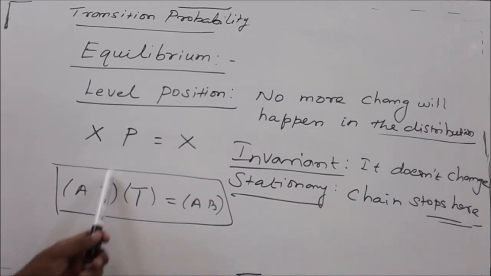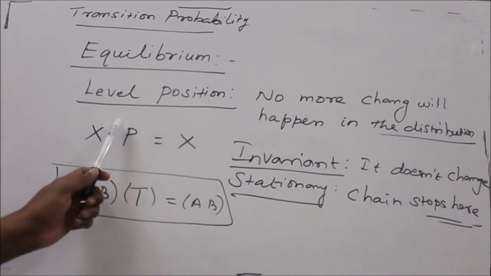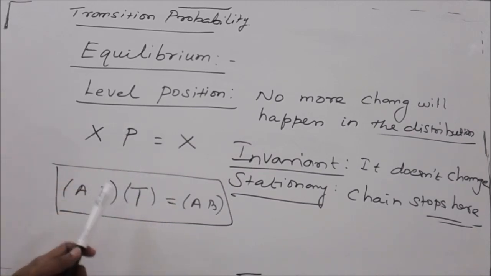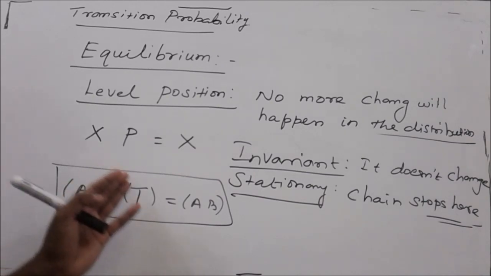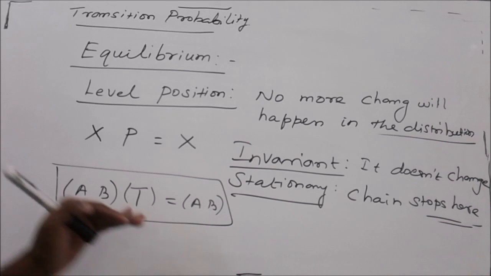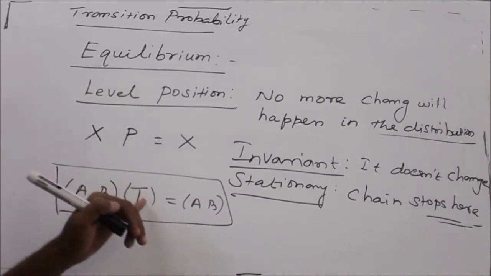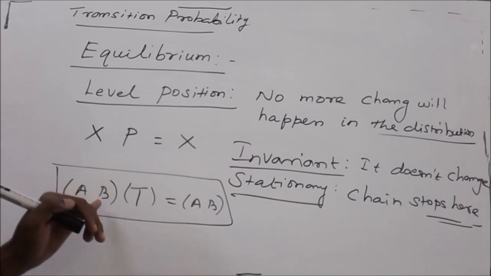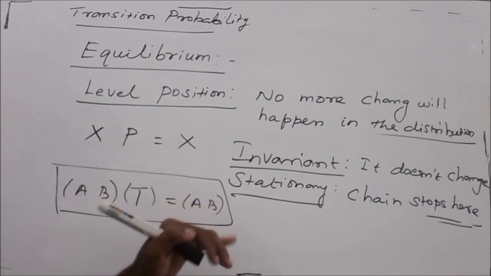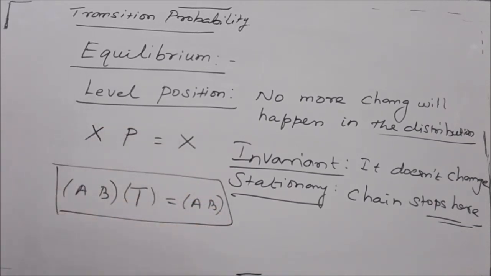And here is one example. AB is the distribution function, and T is called the transition; instead of P I am taking T. T is the transition probability matrix. After applying AB into T, we will get AB. This is known as equilibrium. Applying the transition probability to a distribution, if it yields the same distribution again, it is known as equilibrium position.